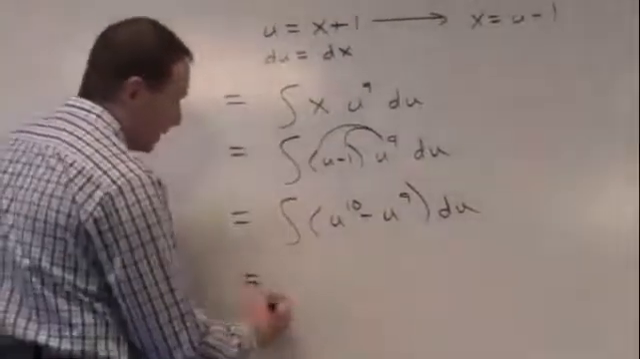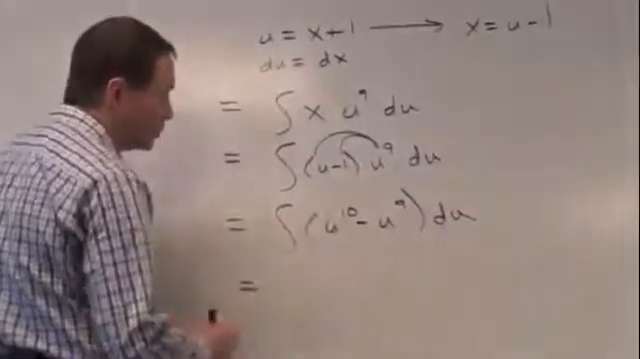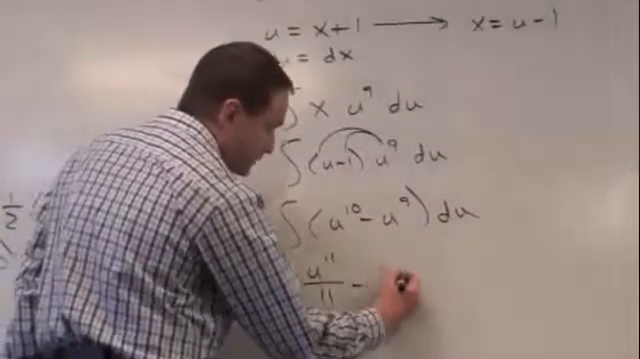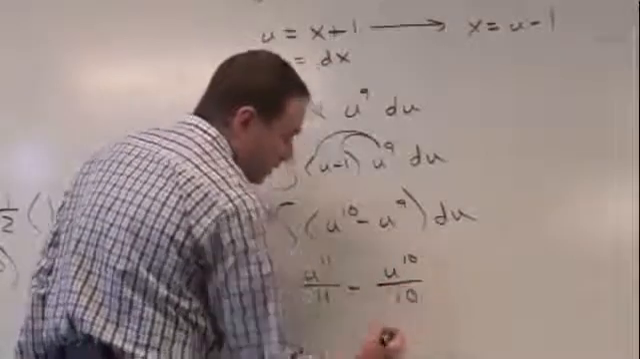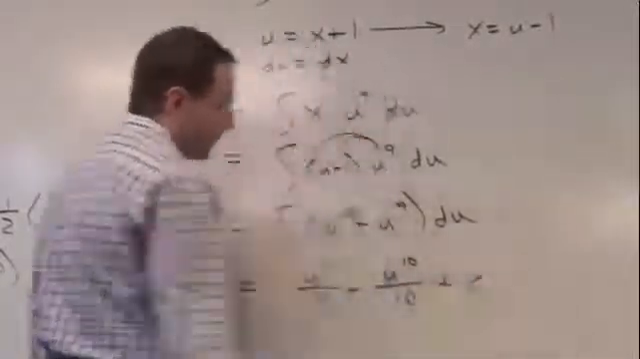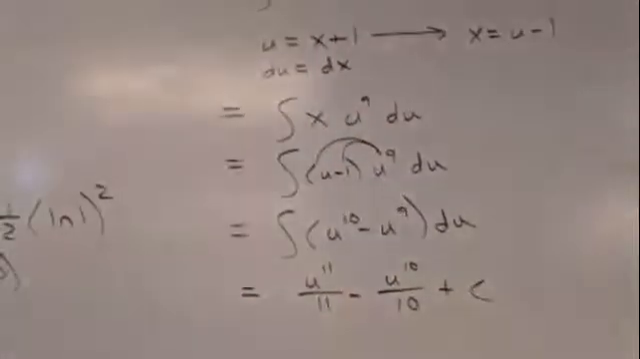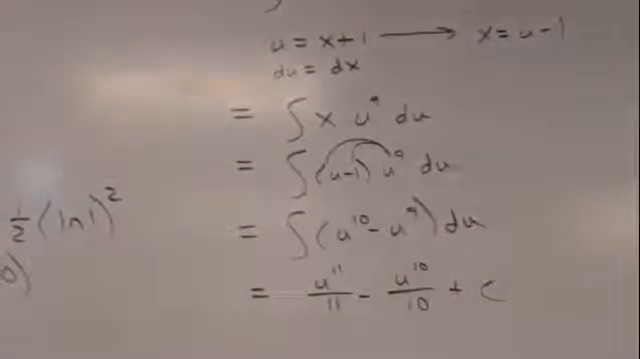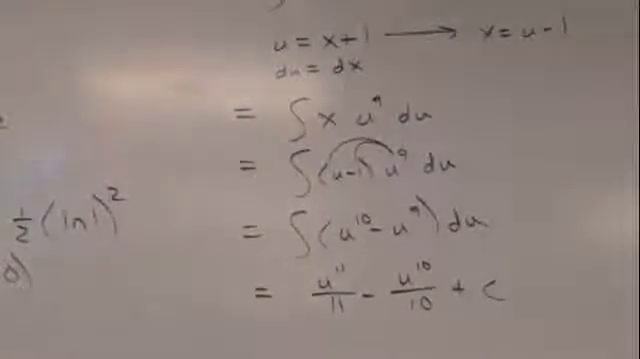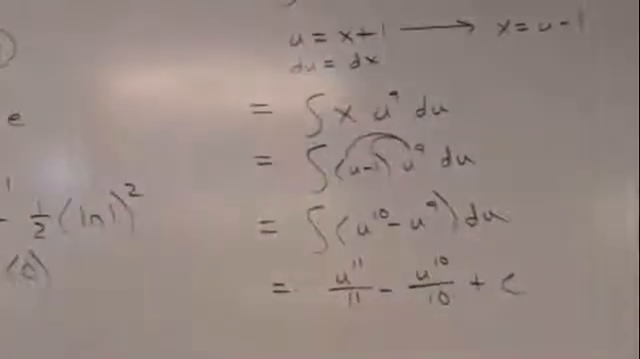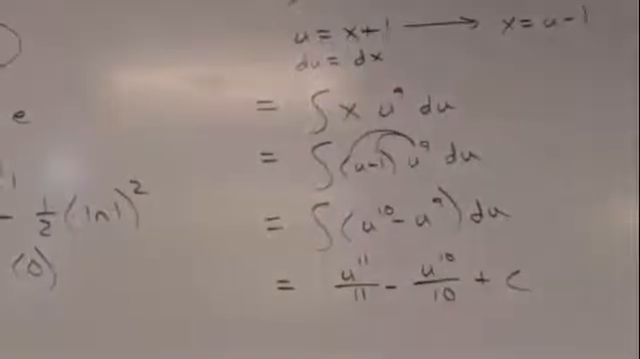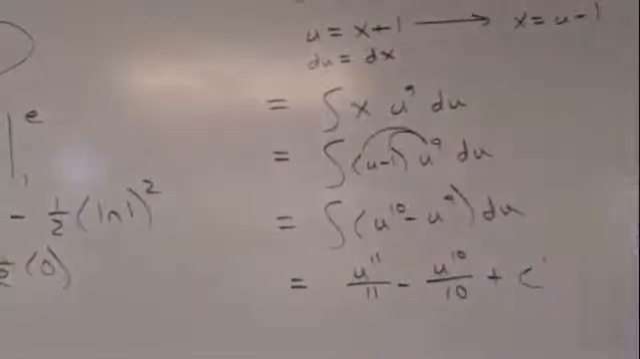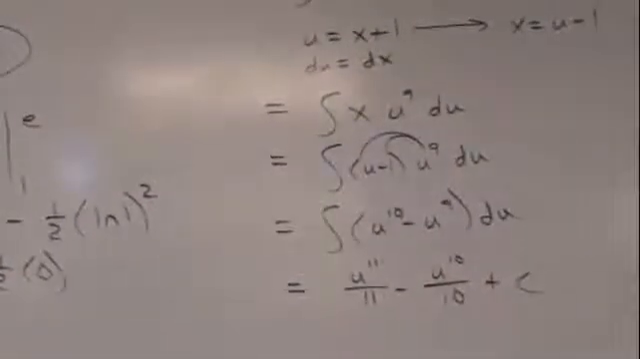And I'll say, well, okay, this is going to become u to the 11th over 11 minus u to the 10th over 10 plus c. So why can't we just subtract the u's? Oh, that'd be terrible. They're not like terms. I didn't want to say it. Sorry. So just like you can't subtract x squared from x cubed, they're not like terms.